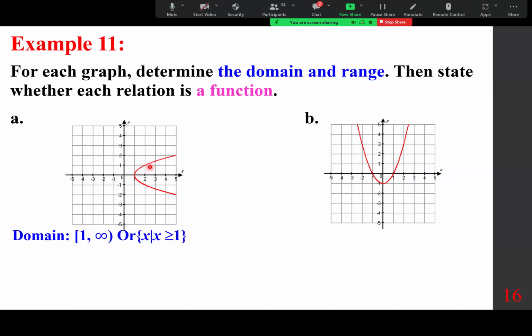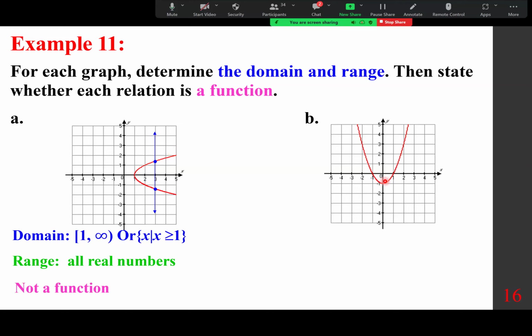Again, lay it down along the x-axis. What does it cover? This portion. Range is all real numbers because this continues indefinitely. It covers the entire y-axis. Is this a function? No. It fails the vertical line test. Therefore, you see 2 points. Therefore, it is not a function.